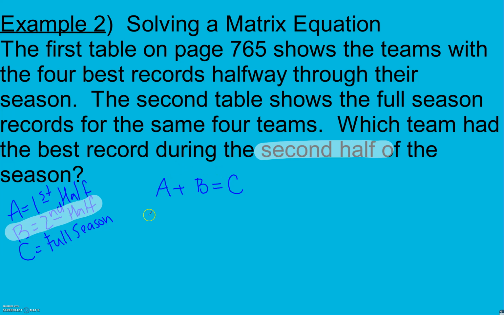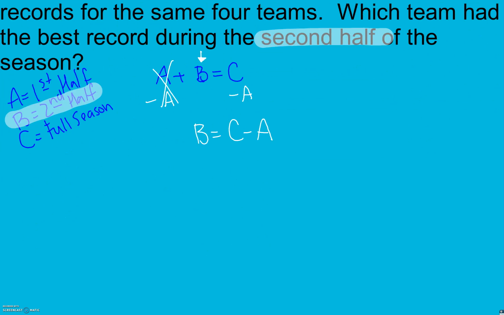Right now, for A, actually I'm going to go ahead and solve this before I start plugging in matrices. So to get B by itself, I subtract an A from both sides. And I have B equals C minus A. Now I can substitute what I know. I know my values for C and A. Okay?